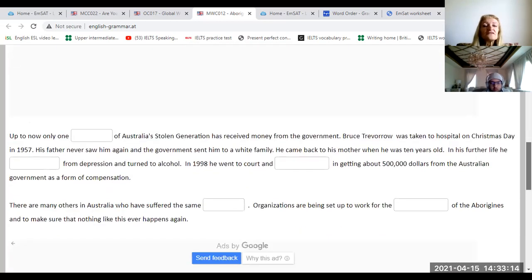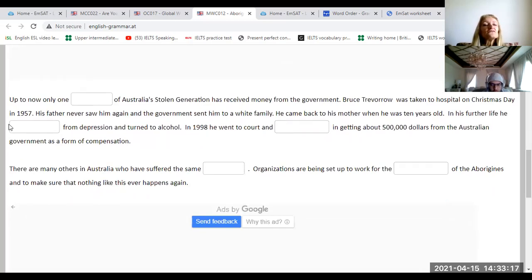And we haven't finished yet, though, look. We've still got some more to do. So up to now, only one of Australia's stolen generation has received money. That's terrible, from the government. Only one something of Australia's stolen generation. Oh, I think I know what word that is. Have a think about that. This would be only one. One member? One member, yeah.